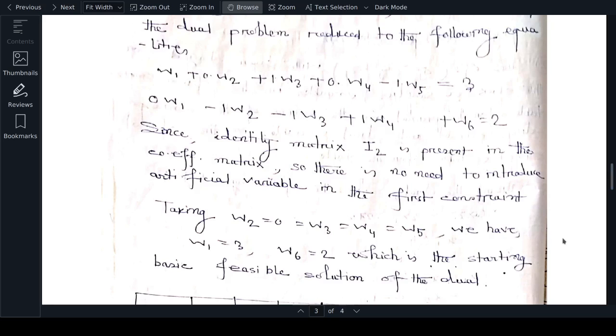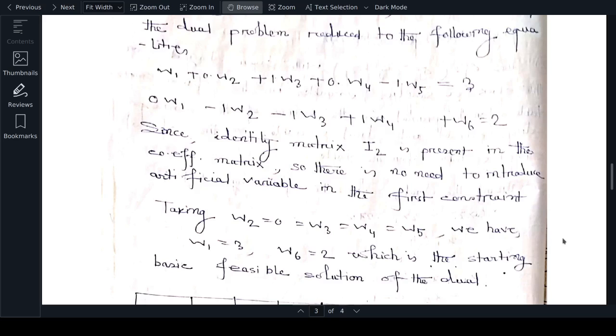Okay. Then, sir, same process. Yes. Can we also take W1 equal to 0? Is that possible, if we want? Yes, sir, W1 equal to zero. My question was, how do we know which variable needs to be equal to zero?